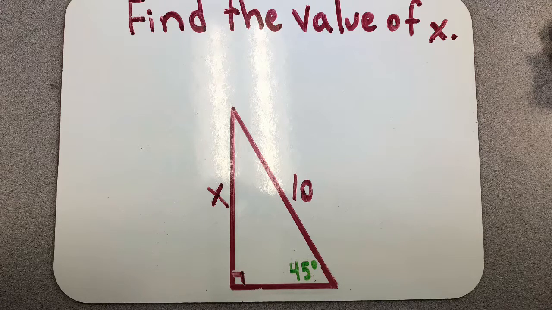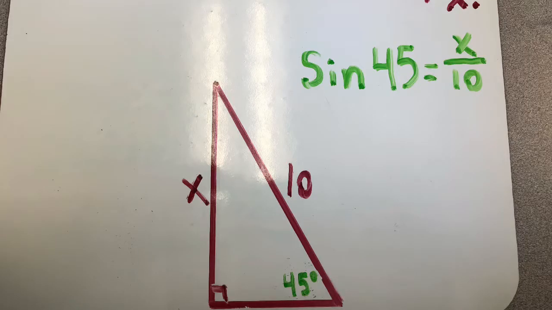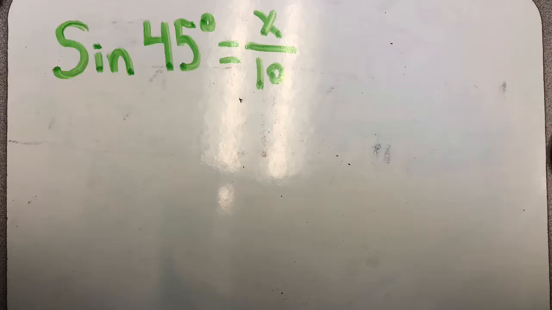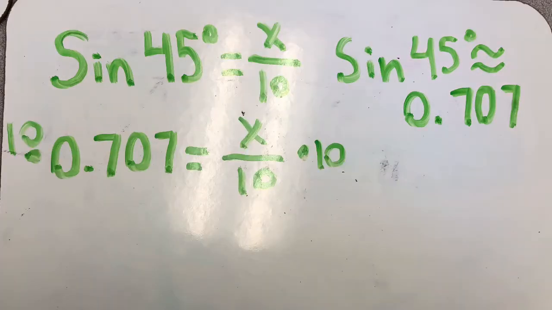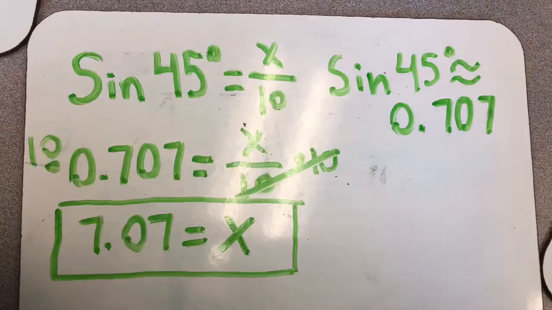Pause the video and try this one yourself. First, you will need to write out the equation. Since you have the hypotenuse and you want to find the opposite side, you need to use sine. So sine of 45 degrees equals opposite over hypotenuse, which is x divided by 10. Now use your calculator to find sine of 45 degrees, and you should round to 0.707. Multiply both sides by 10 to isolate x. Your answer should be 7.07 units.